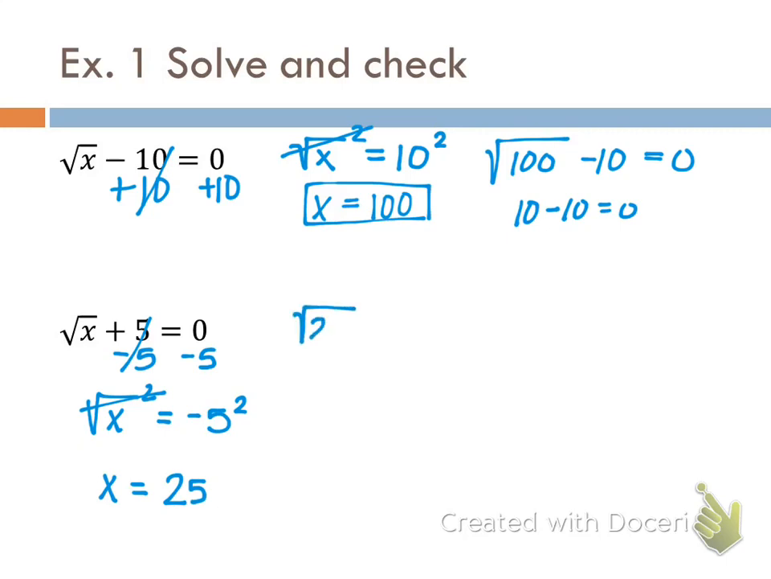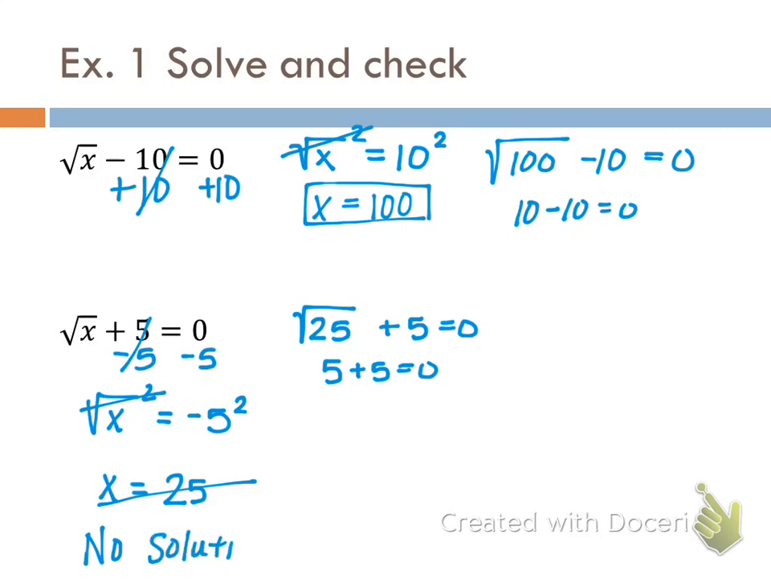The square root of 25 plus 5 is equal to 0. What's the square root of 25? 5. Does 5 plus 5 equal 0? No. So that is not our answer. Our answer is no solution, because what I found was an extraneous solution. So it does not work. So your answer would just be no solution.